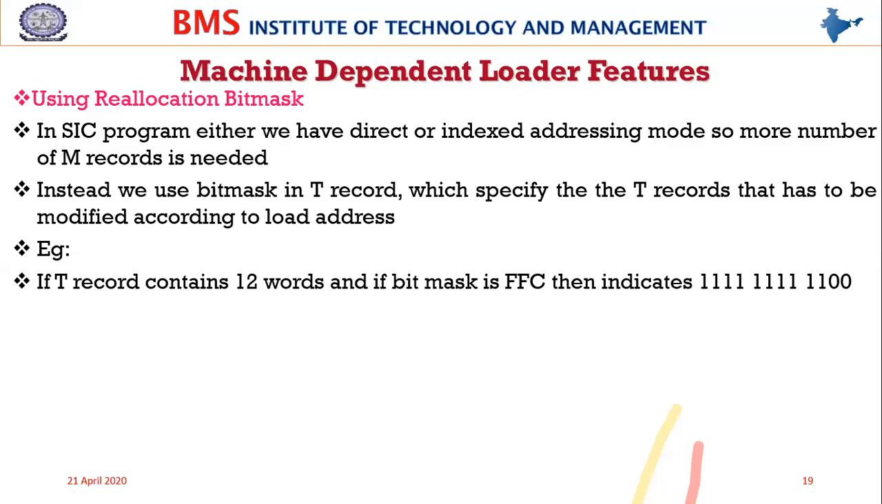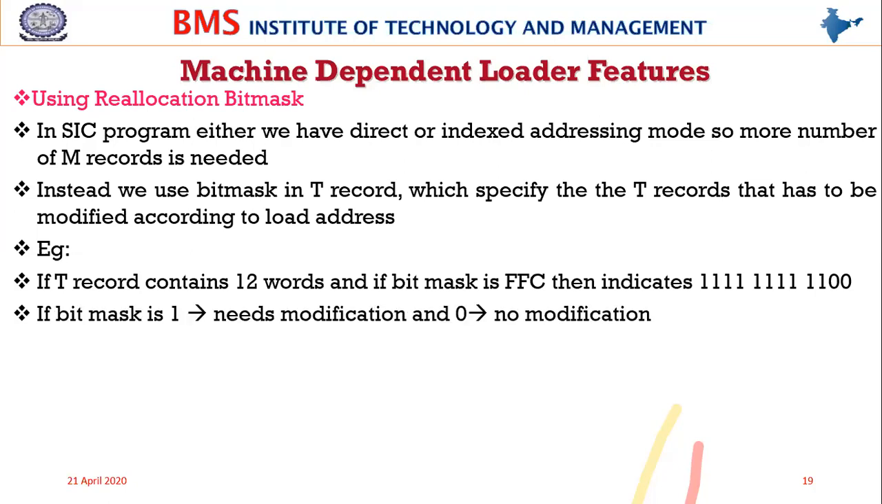Something like here, the bit mask is given as FFC. Here the first F is 15, that is 4 consecutive ones. Next is again an F, so another 4 consecutive ones. And the next one is a C, so we are getting 1100. By this, we can understand that the first 8 plus 2, 10 bits need to be relocated, meaning need to be added with the load address.